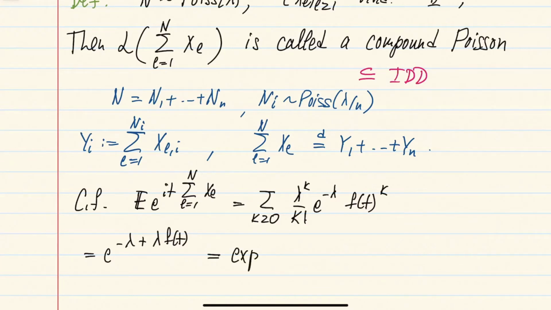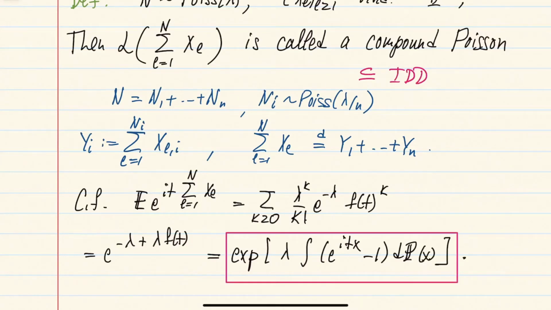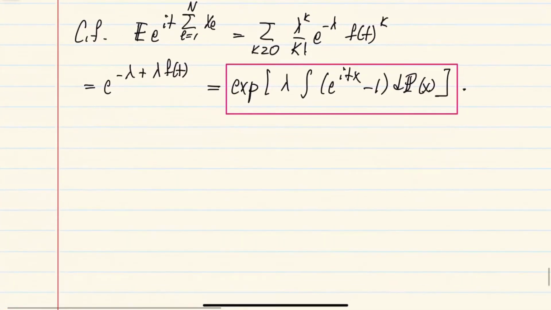we can write this as exponential of lambda times the integral of e to the itx minus 1 with respect to the distribution of the sequence X. Okay, so we have this explicit formula for the characteristic function of a compound Poisson in terms of its two parameters, namely the mean of the Poisson random variable and the distribution P of the IID sequence. And using this formula, we will now show that any infinitely divisible distribution is a limit of compound Poisson distributions.